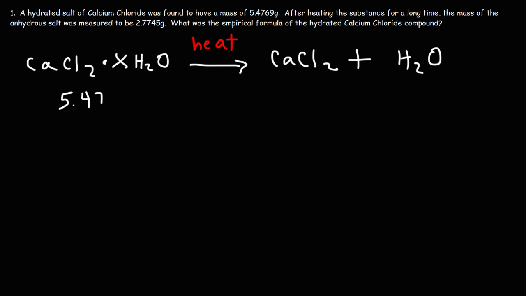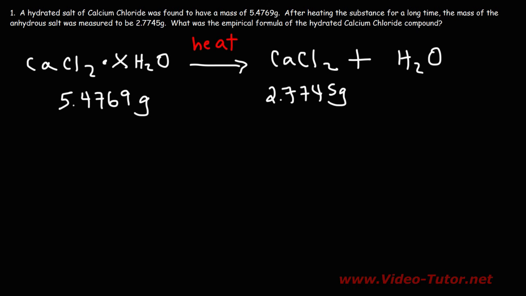It's 5.4769 grams. After we add heat and drive away all of the water molecules from this compound, we once again measure the mass of what remained, and that's going to be the mass of the anhydrous salt. So that's 2.7745 grams. Now to calculate the mass of water that was originally present in the original compound, what we need to do is take the difference of these two numbers. So if we subtract 5.4769 by 2.7745, this gives us the mass of water, which is 2.7024 grams.